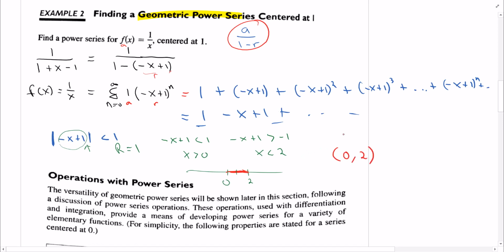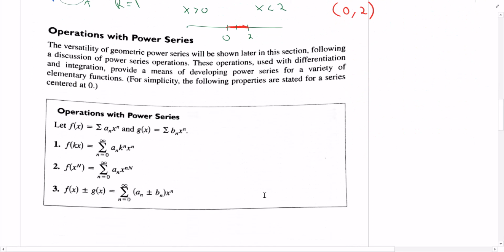Right, interval of convergence. All right, so there are some operations we can do with power series. Basically, it's the same operations we've been doing for a really long time.